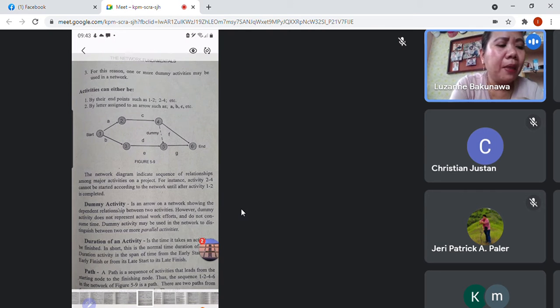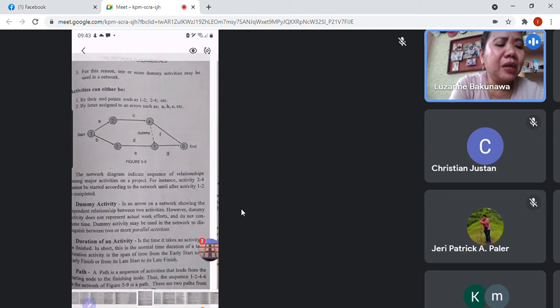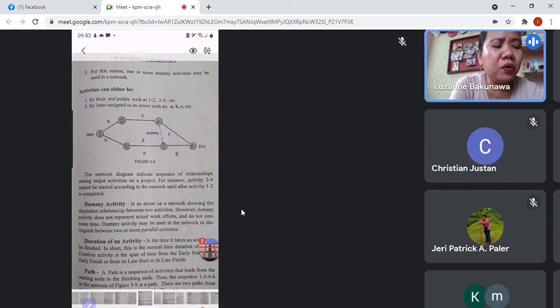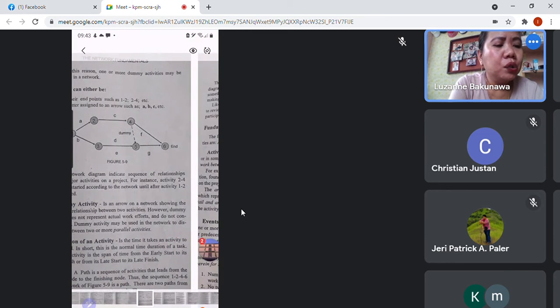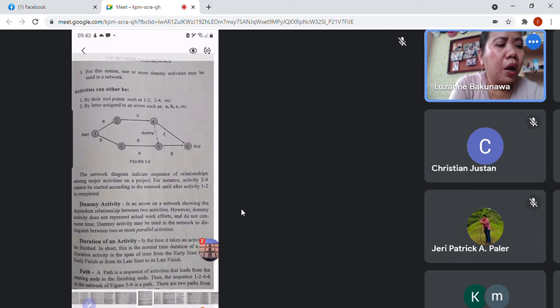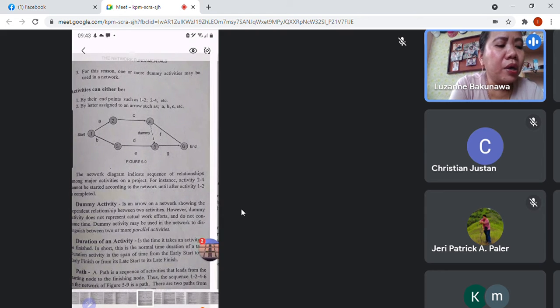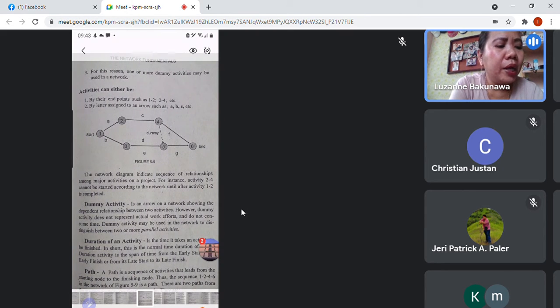So the network indicates sequence of relationship among major activities on the project. For instance, 2 to 4. So 2 to 4 cannot be started according to the network until 1 to 2 is completed. So when 1 to 2 is completed, then 2 to 4 can start.